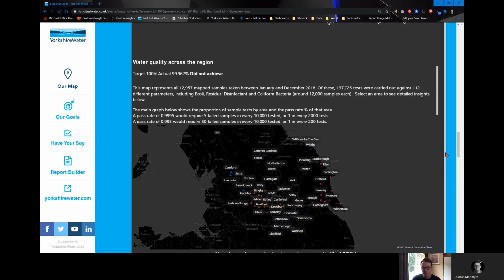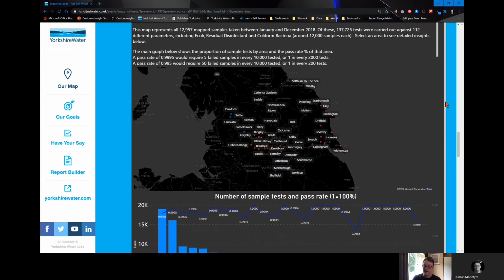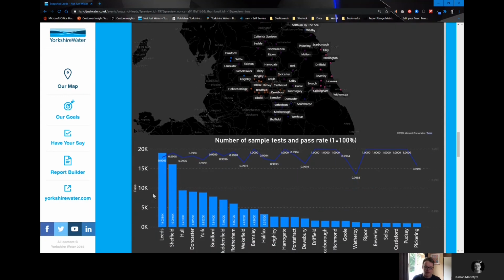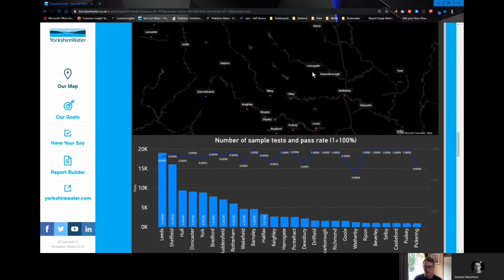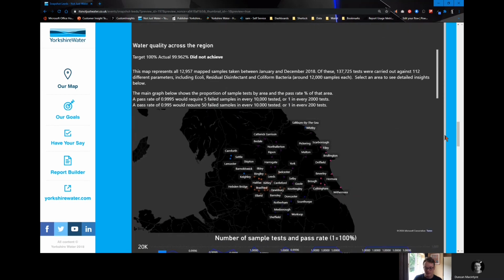And we've been able to map that as well, so you can see the proportion of those samples against each of the different regions. And again, you can see how that reflects across each of the different cities and towns, and the relative scores of those as well. So for Barnsley, for example, we had 4,500 samples tested with a 100% pass rate, so none of them failed in Barnsley. And you can take a look at this and figure out what it means to you as well. And you can drill into the map as well, and you can click on the area that's of interest to you, and it will bring that detail up for you as well.